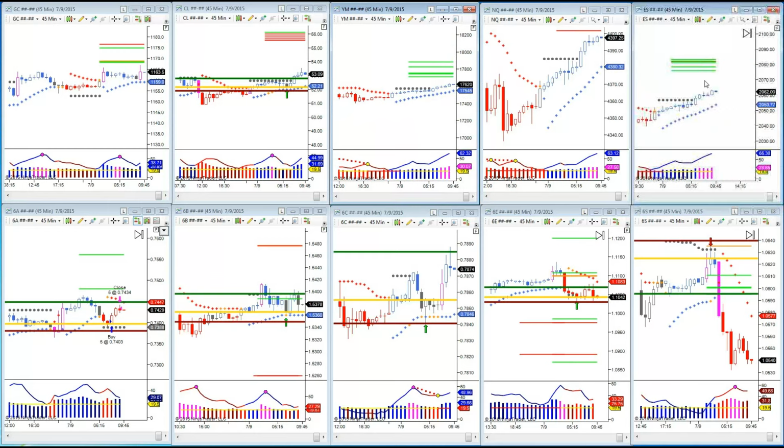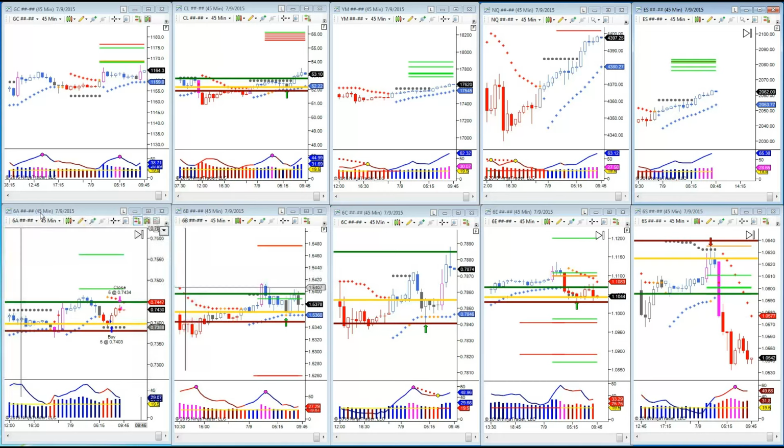On the ES, which I think is the worst market to trade, personally, I would expect it to go up to the green lines. I lost my mouse. There it is. I would expect it to go to the green line, and then we could potentially get a magenta peak. And that's just reading a 45-minute, not looking at higher time frame, okay?